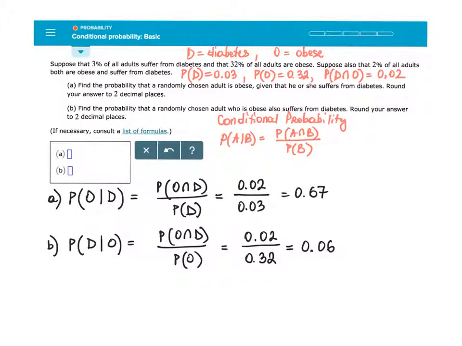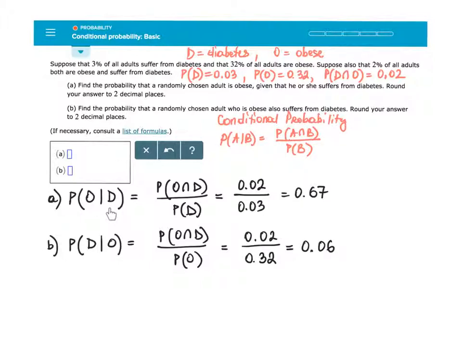Part A. Find the probability that a randomly chosen adult is obese given that he or she suffers from diabetes. Round your answer to 2 decimal places. So we're looking for the probability of someone being obese knowing that they have diabetes.